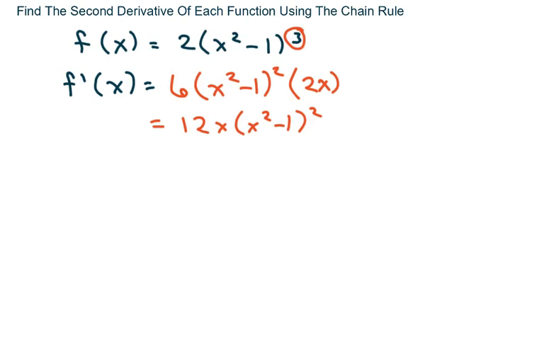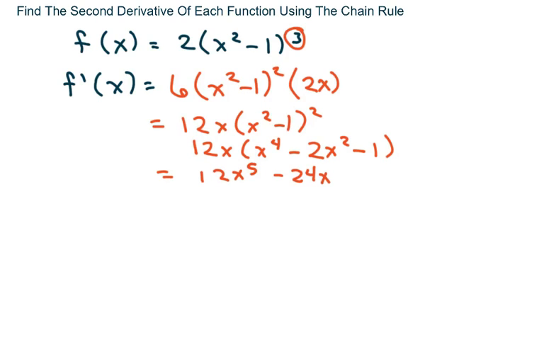So to do that, I'm going to go ahead and do 12x times x to the 4th minus 2x squared plus 1. And cleaning that up, you're going to get 12x to the 5th minus 24x cubed plus 12x. That way we don't have to use the product rule. And now let's take the second derivative.